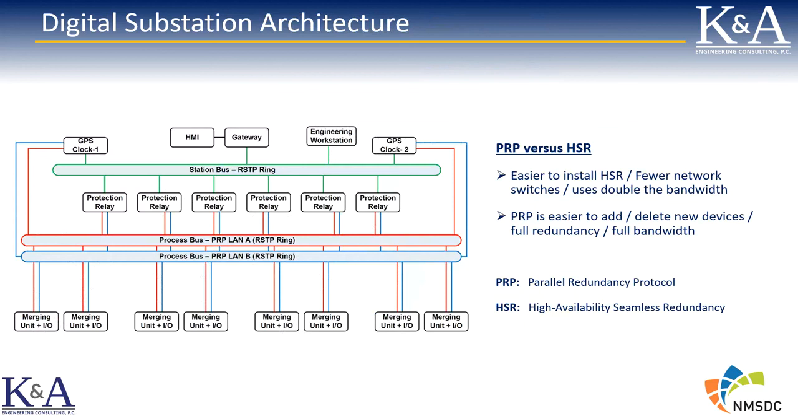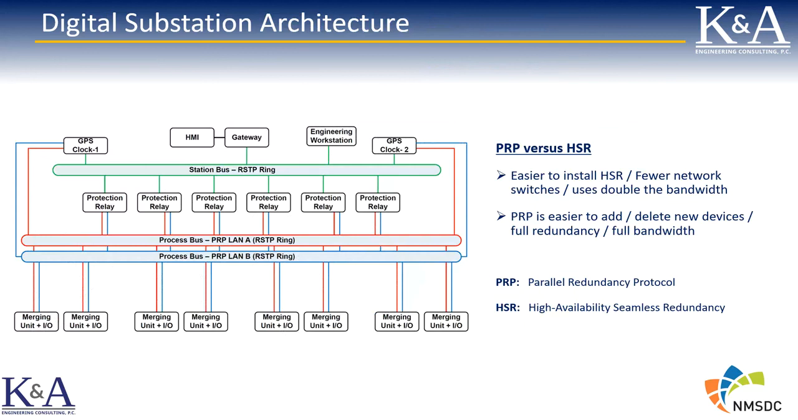Now, a couple of things. You see that the merging units use redundant networks. In this case, it's a PRP configuration, parallel redundancy protocol, where you basically build two separate and independent networks, and you use both of them simultaneously. So each merging unit actually mirrors the same message out of two physical ports, connects each one to its own separate network, and then the protection relays also connect to both networks.